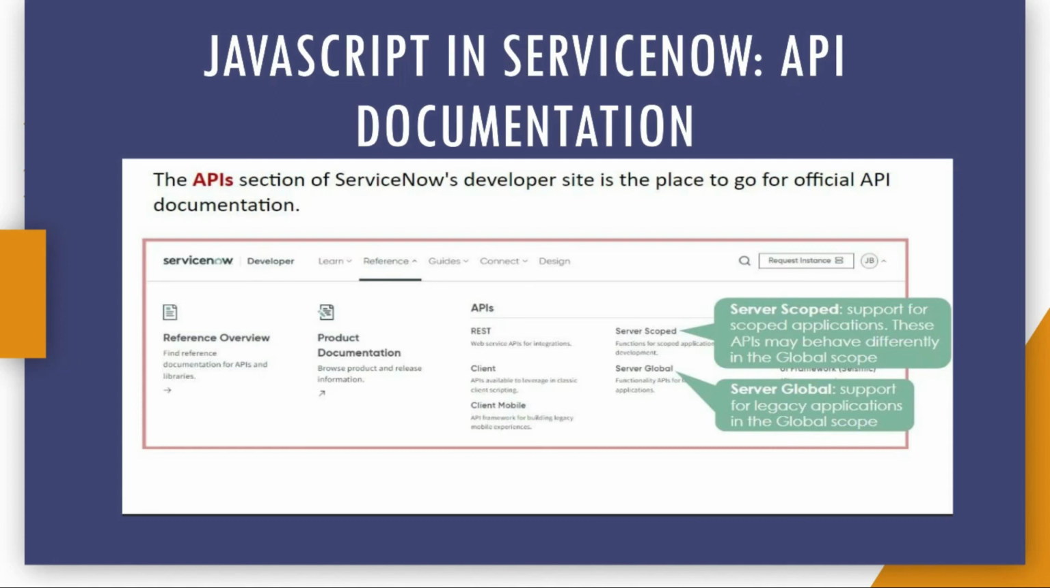JavaScript in ServiceNow API documentation. The API section of the ServiceNow developer site is the place to go for official API documentation, as you can redirect from it. Server scoped is for a scoped application; these APIs may behave differently in global scope. Server global is for legacy applications in the global scope. So here we can see how to code our script on the scoped or global side, or client side, or REST APIs. As well as we can see how to properly write our scripts on various sites in ServiceNow.